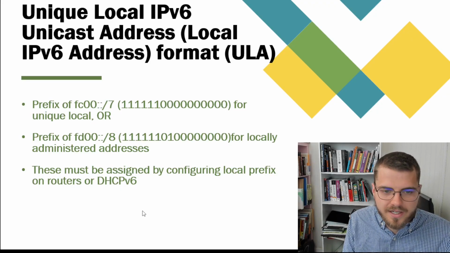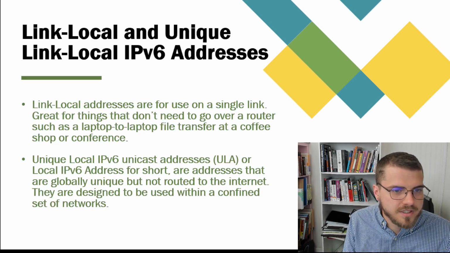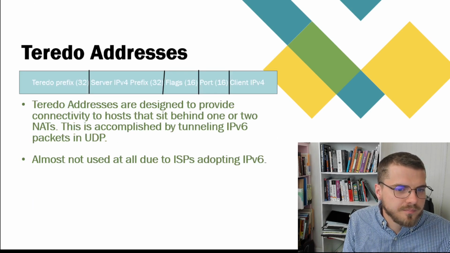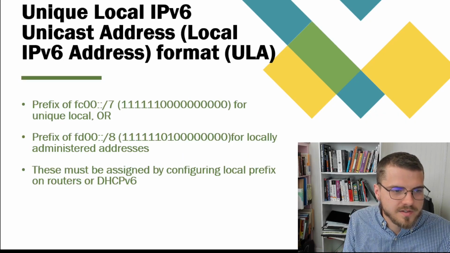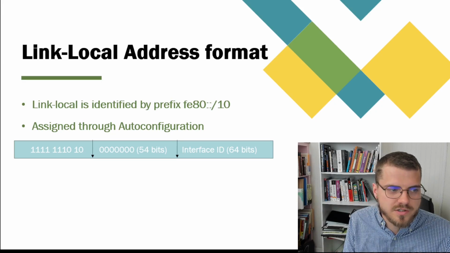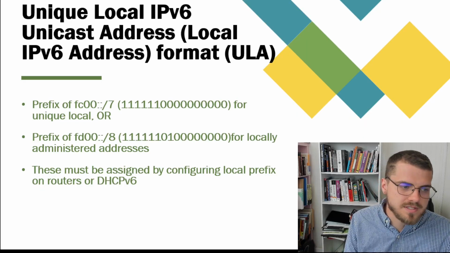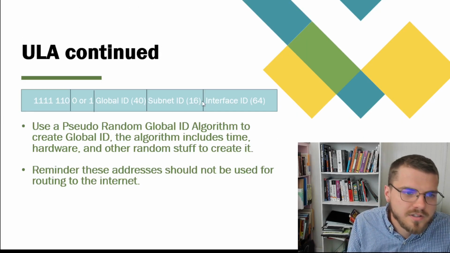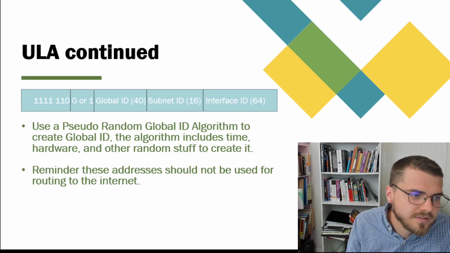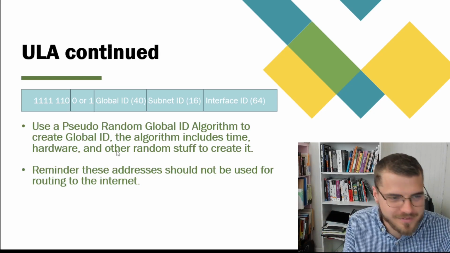So that's how you would remember that. And these must be assigned by configuring local prefix on routers or DHCP version 6. If you remember, the link local addresses are assigned through auto configuration. These ones you have to assign, or you can use DHCP version 6. So this is the format of a ULA. I forgot what that even stands for. Unique local address. See the names, they're just not great.